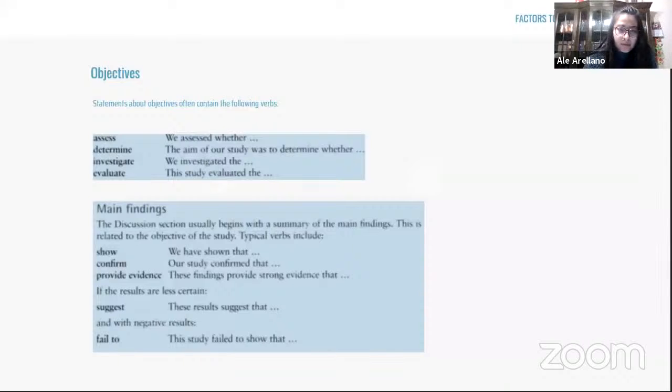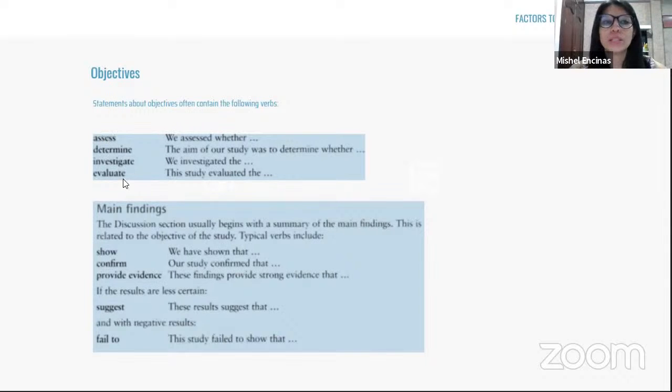Yes, Miss. What was "aces"? "Assess": it's almost the same as "evaluate." In Spanish it is "evaluar," literally. Any other question? No, Miss.